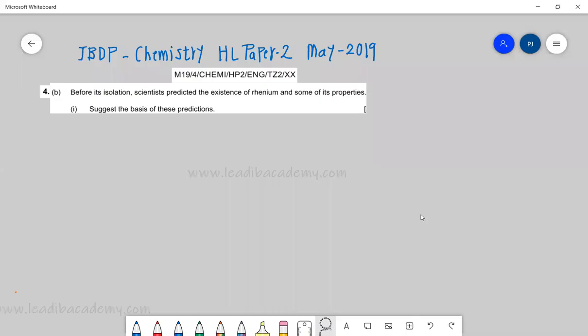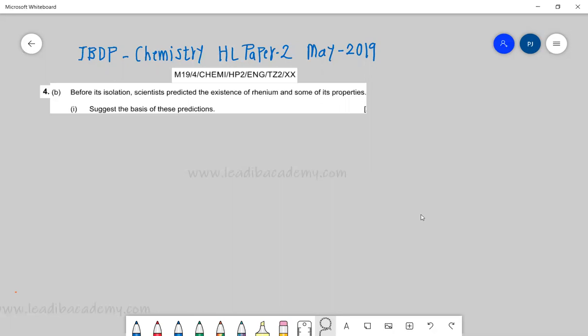Next, question 4B. Before its isolation, scientists predicted the existence of rhenium and some of its properties. Suggest the basis of these predictions. So they are asking, before it was isolated, the scientists were still aware of rhenium. Probably not the name, but definitely its properties. So what is the basis?